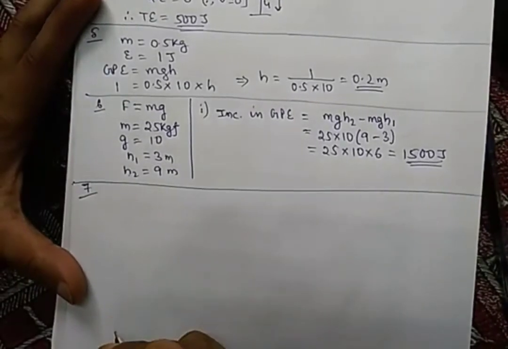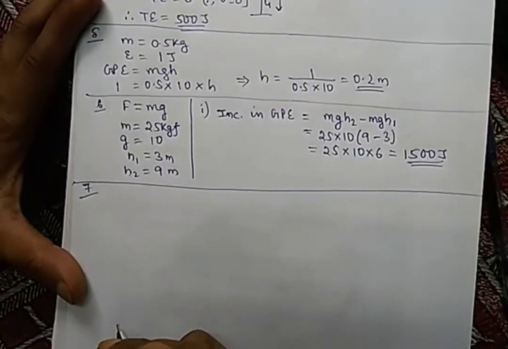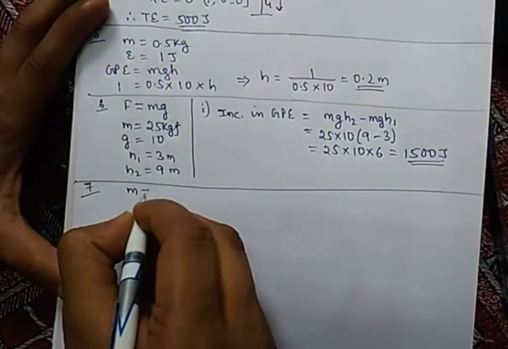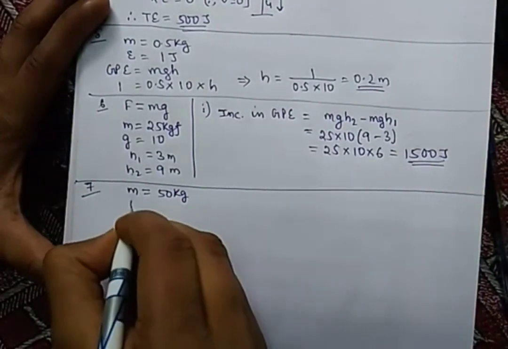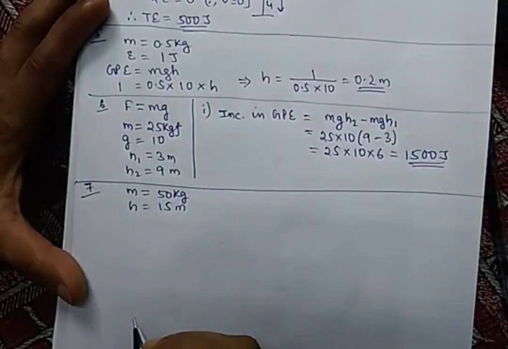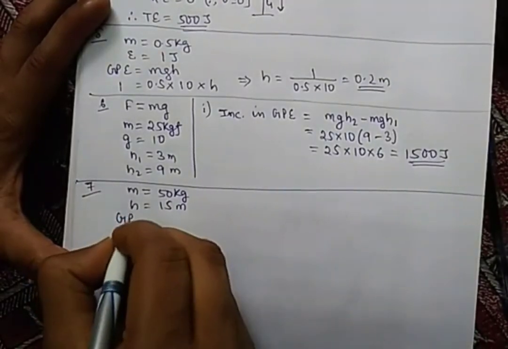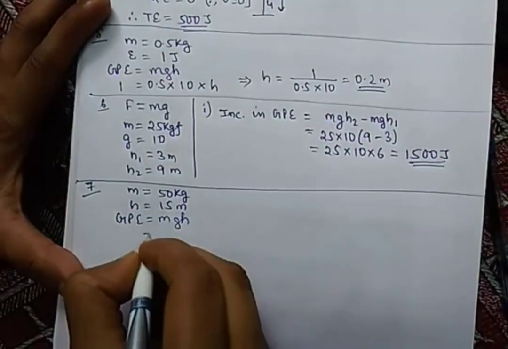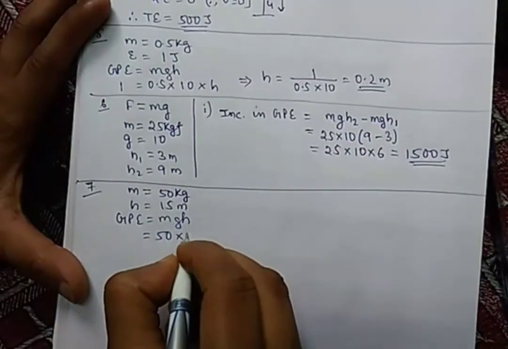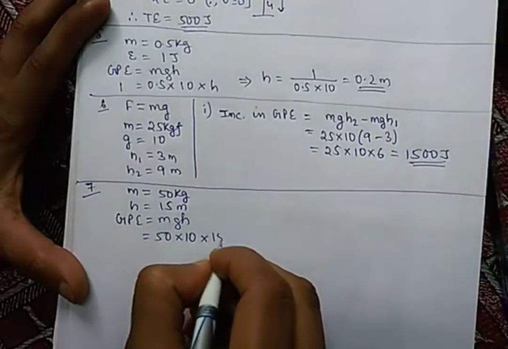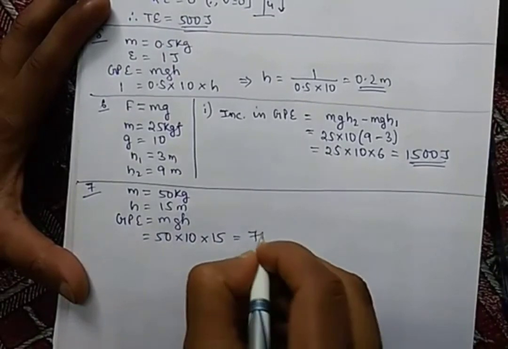Number 7, a vessel containing 50 kg of water is placed at a height of 15 meter above the ground. Assuming that the gravitational potential energy at the ground to be 0, what will be the gravitational potential energy of the water in the vessel? Take g is equal to 10. So mass of the water is given 50 kg, height is given 15 meter. Okay, and the gravitational potential energy you have to find. So gravitational potential energy is equal to mgh. So m is 50, g is taking 10 and h is 15, that is equal to 7500 joule.